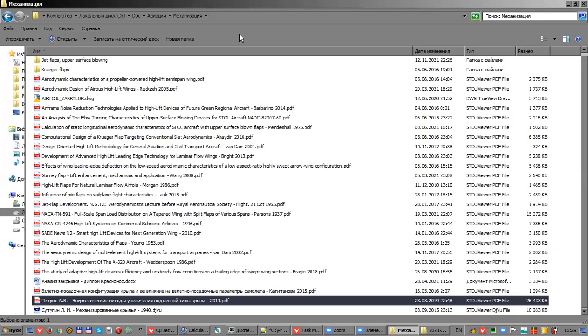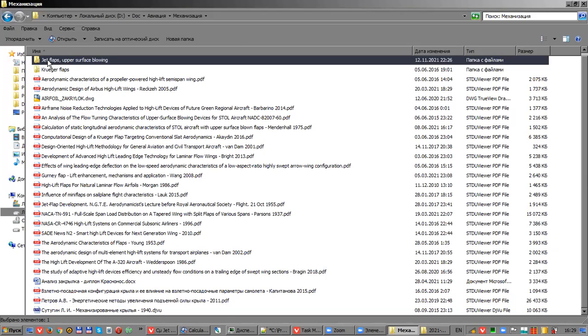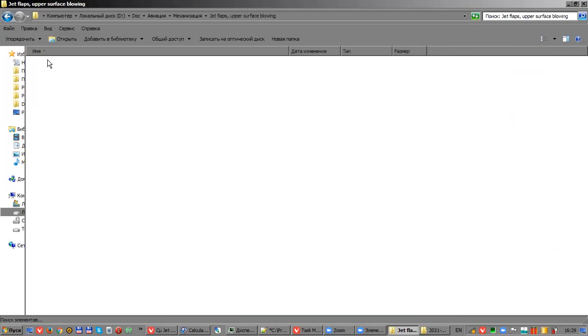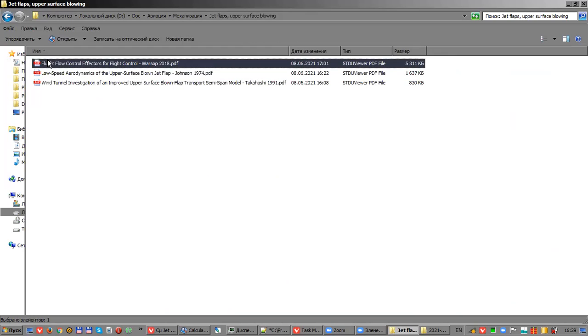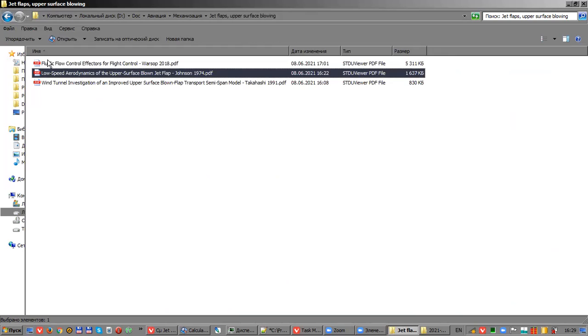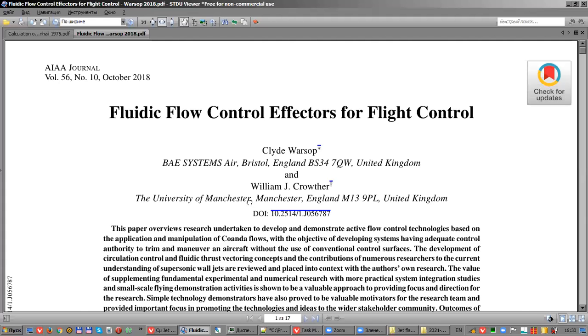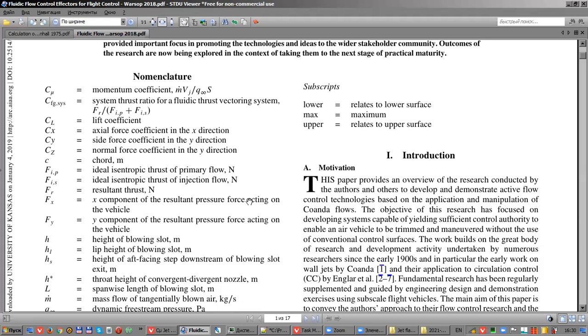Maybe in the PDF about jet flaps there is an expansion of this factor, because it's very important for jet flaps. C mu, momentum coefficient, and there is a formula: mass times speed per Q and S. So yeah, I can write the formula for you.